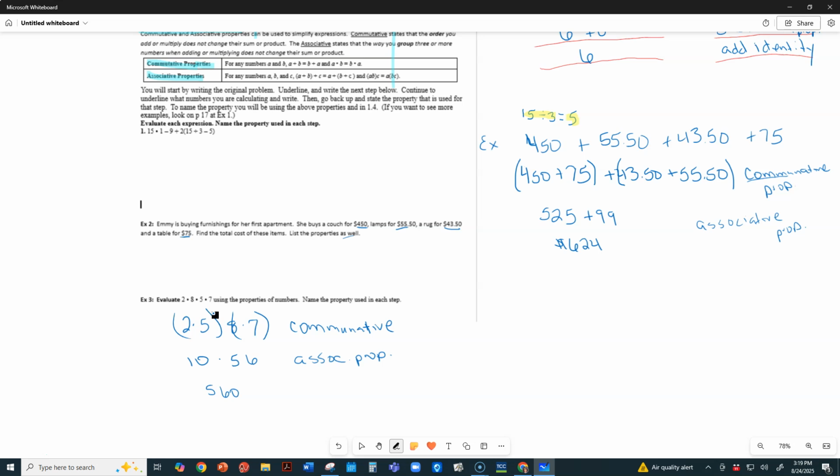Notice you would get the same answer if you did 2 times 5 first and then times 8 and then times 7. That would be 10 times 8, which would be 80, and then times 7, that would be 560. So again, it's just the order in which we multiply them together doesn't matter. That's what the associative property says. All right.